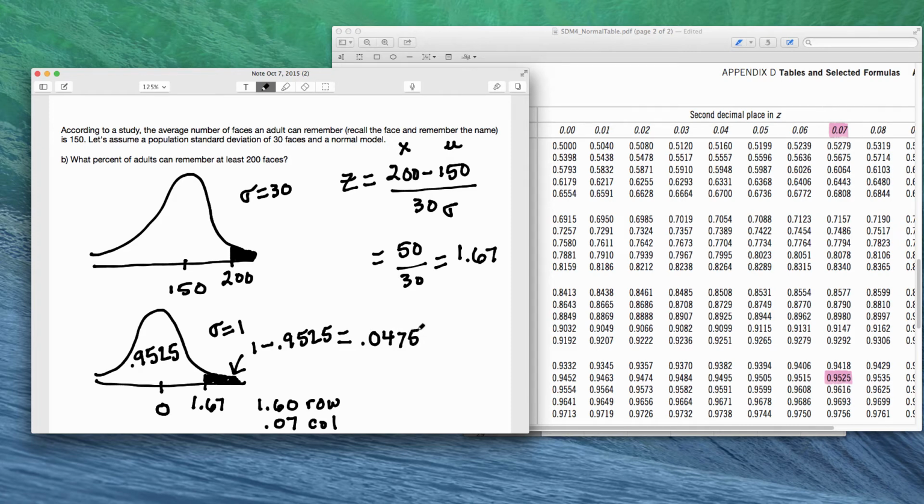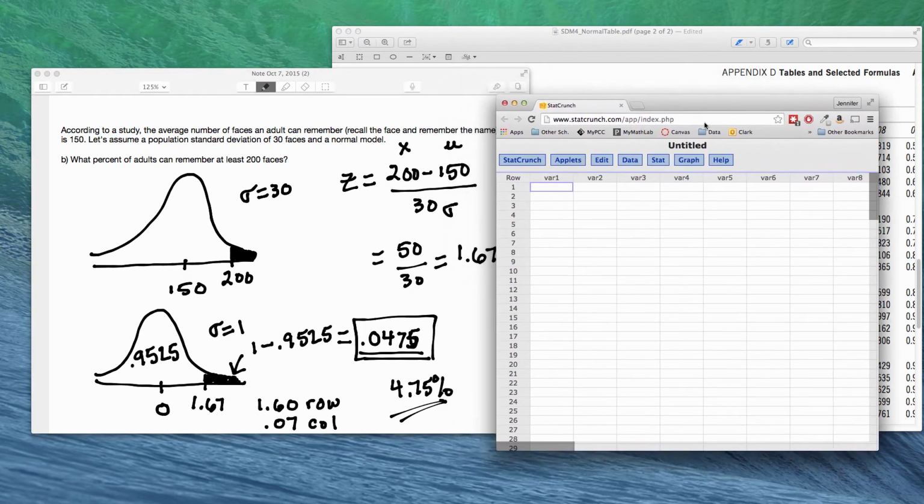0.0475. Oops, hopefully that's legible. 0.0475. This is our answer. It's area on the right side of 1.67. So what percent of adults can remember at least 200 faces? At least, we're going to the right of 200, we get about 4.75% of adults. So that's our answer. Let's use StatCrunch to get this answer now.